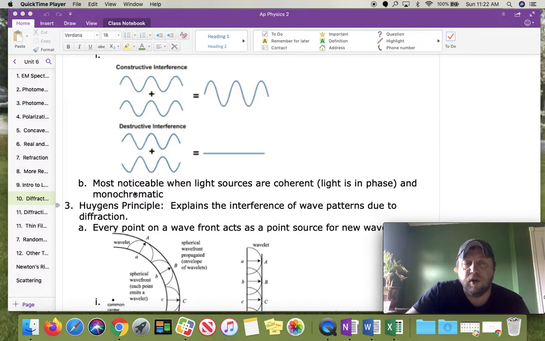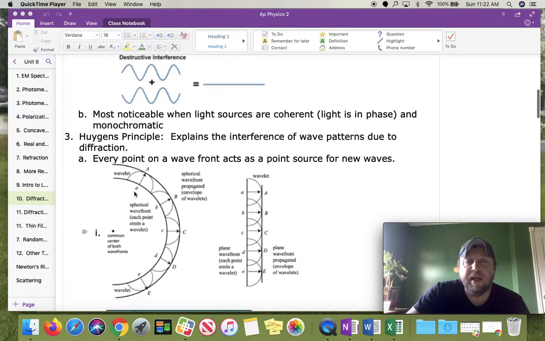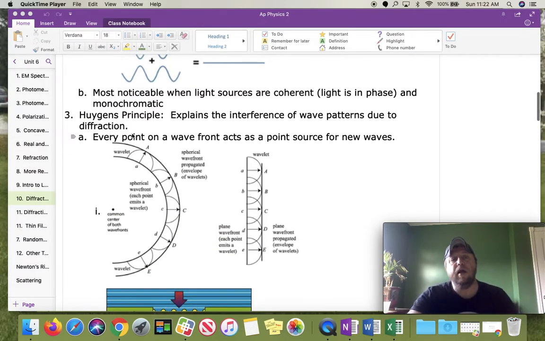We are just focusing on one specific wavelength. All right, so explaining this. The AP asked this question a few years ago, and even though this topic isn't on the AP exam this year, I still wanted to go ahead and explain it and talk about it. So why these wave fronts result in the way they do is we can use Huygens principle to explain this.